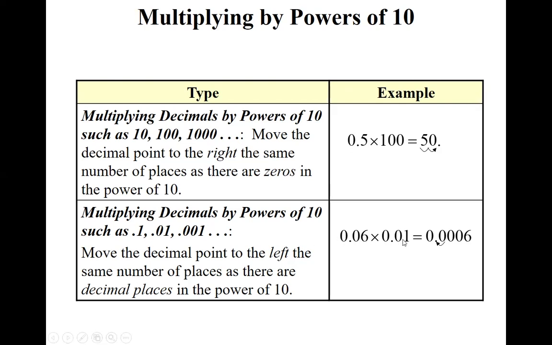0.06 times 0.01. Let me say that again in case I screwed that up. 0.06 times 0.01. There are 2 decimal places in the 0.01. That's less than 1, so we're going to the left. And from 0.06, we go left 1, 2 to get 0.0006.